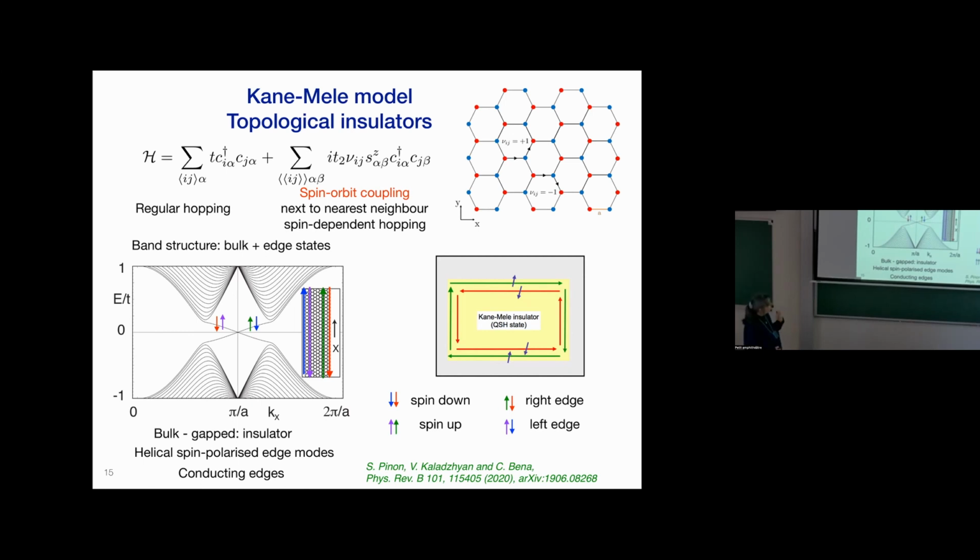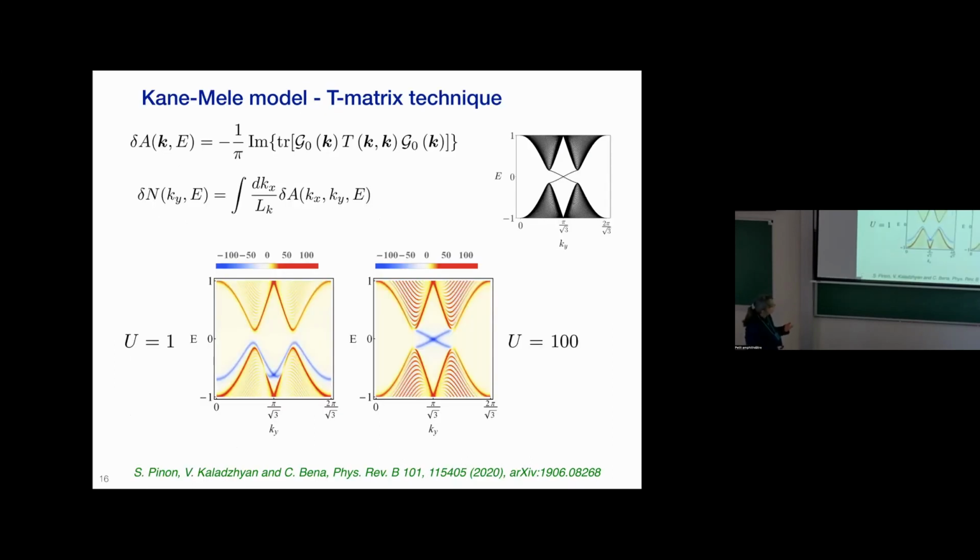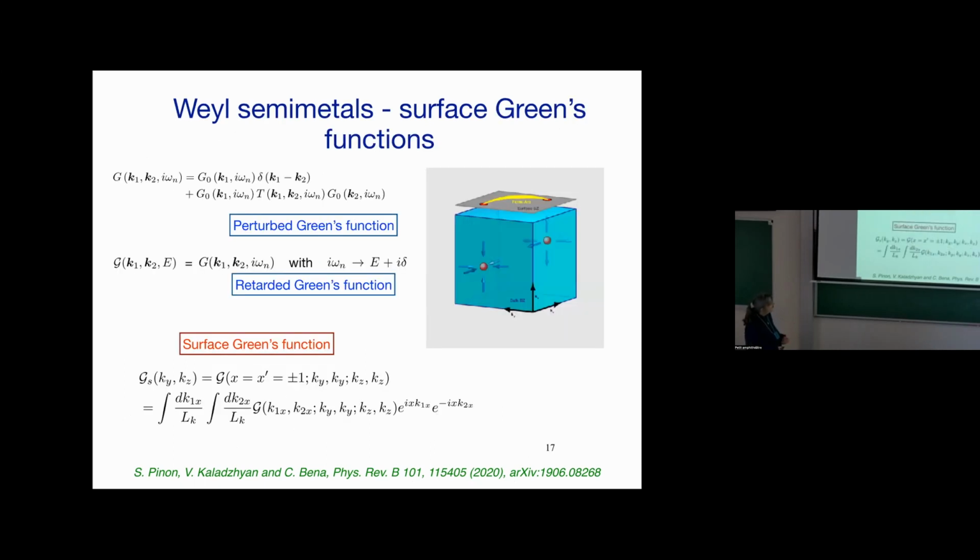Again, when you solve this problem using our technique, you get exactly the same thing. When U is going to infinity, you recover these propagating edge modes from the perturbed Green's function via the T matrix approach.